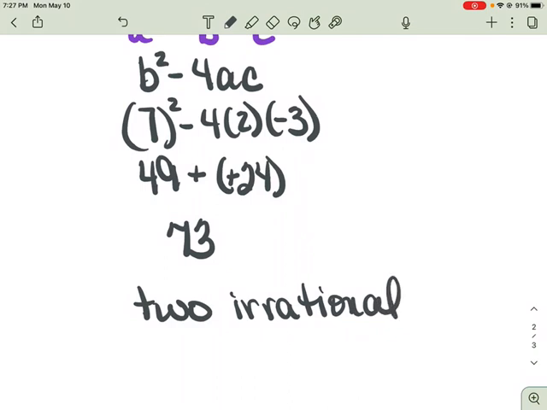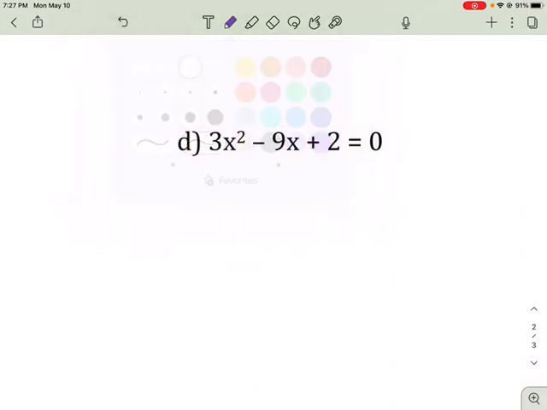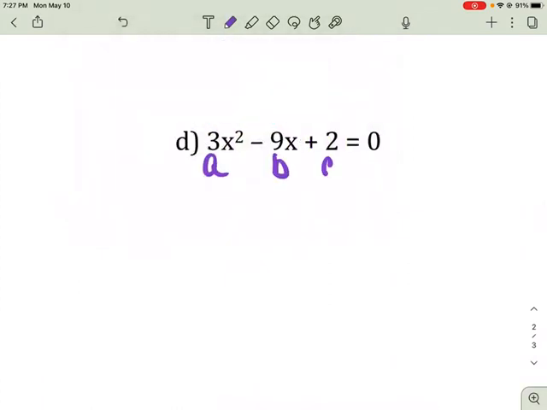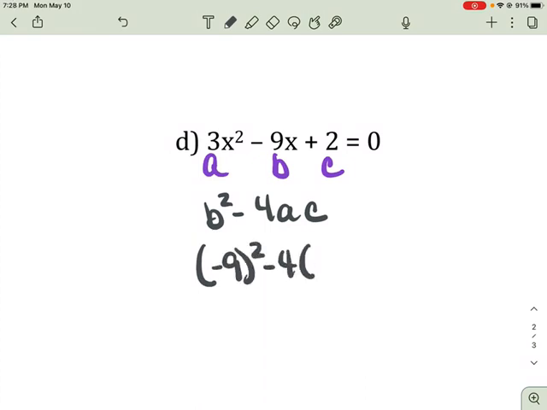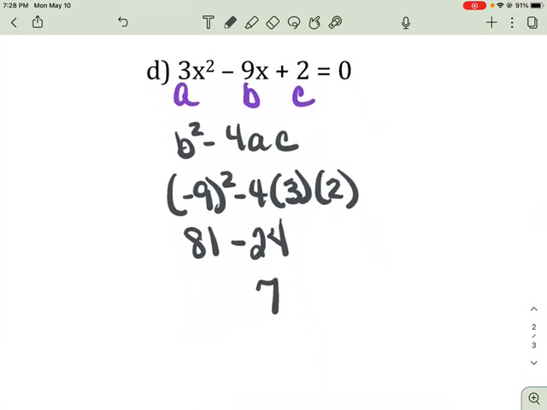Okay, so how do we want to write that? Two irrational solutions. There we go. All right, let's do one more. Okay, so b squared minus 4ac. Okay, so negative 9 squared minus 4. a is 3, c is 2. So this is going to be 81 minus, that's 12 times 2 is 24. That's 57.